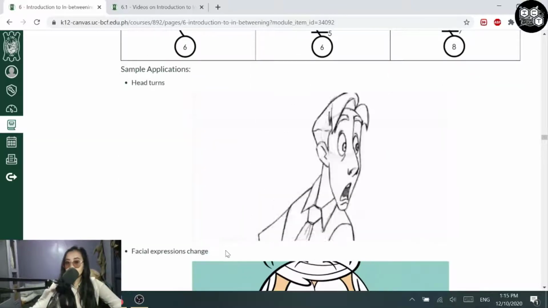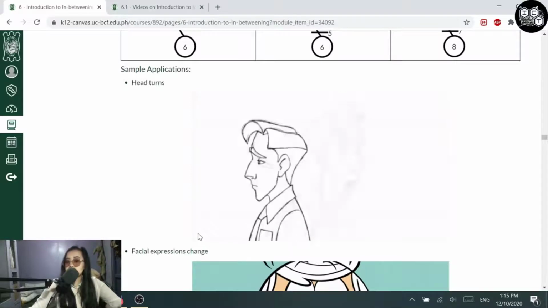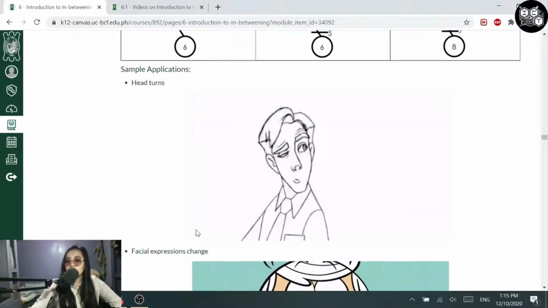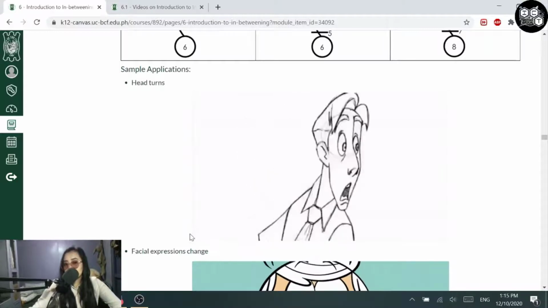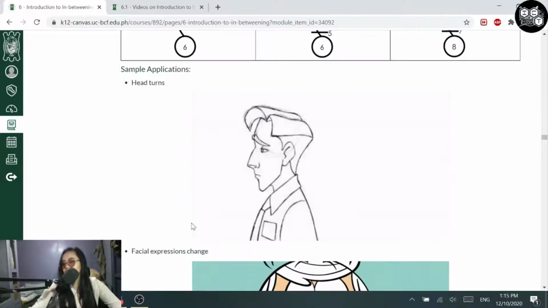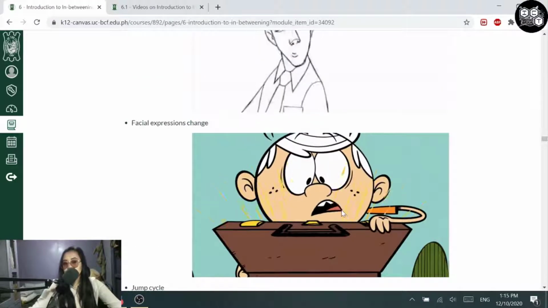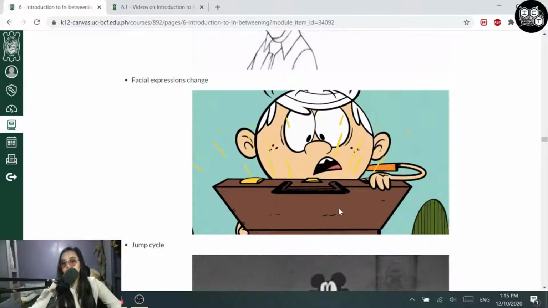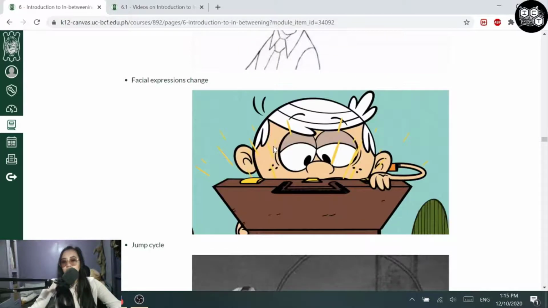Here we have sample applications. Most of the time, any organic movements, you can assume that they are in favors unless they're at a constant speed. So, let's say, head turns. Head turns is something that you will be creating by around module 8. Facial expressions change, so that emphasizes moving from a fast motion to a slow motion or vice versa.